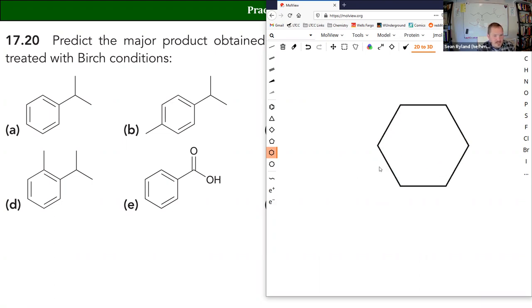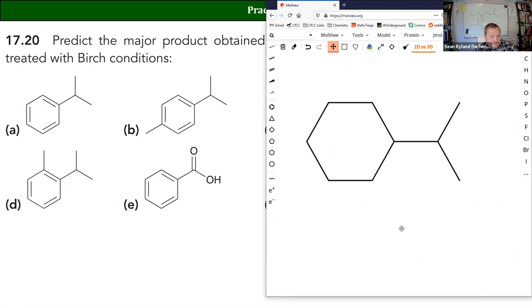So let's look at D next. We've got an isopropyl and a methyl that are adjacent to each other, ortho relative to each other. They're both electron donating groups, so they both need to be on a pi bond. So the only place that we can put our sp3 carbons is right there. So our pi bonds have to go there and there.